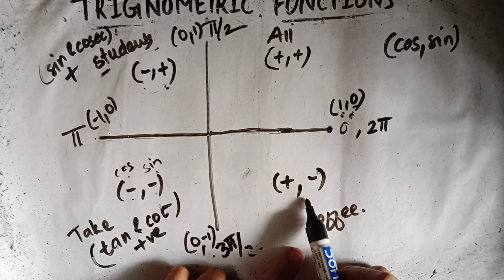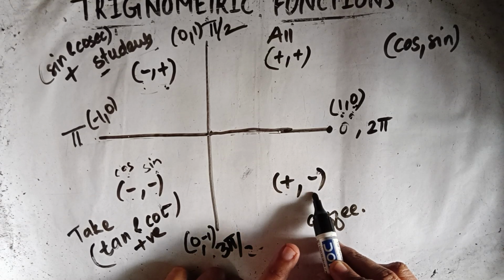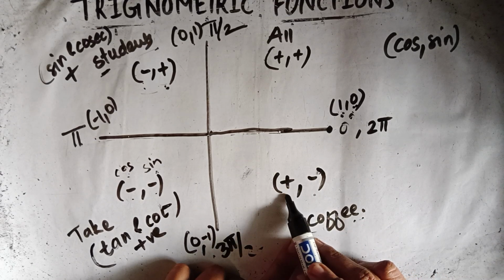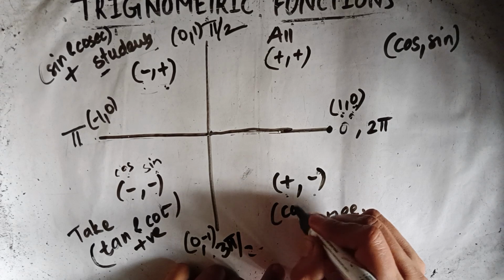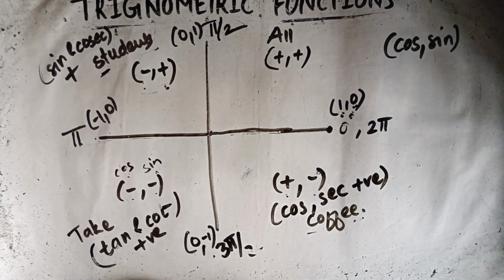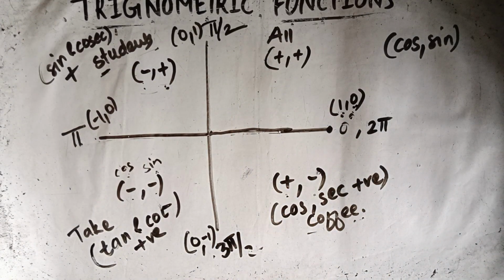Okay. Now for this fourth quadrant, cos is positive, sine is negative. Here I have given coffee, that is cos and sec are positive. Rest all are negative. Okay, this you have to keep in mind. All students take coffee. This is like you can use this for solving any question, okay, which is given. We'll solve some questions and you will understand how to use that.